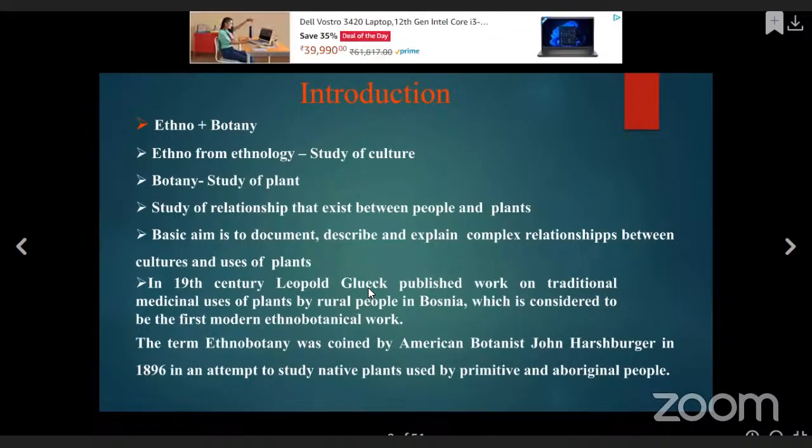The term ethnobotany was coined by American botanist John Harshberger in 1896, as an attempt to study the native plants used by primitive and aboriginal people.